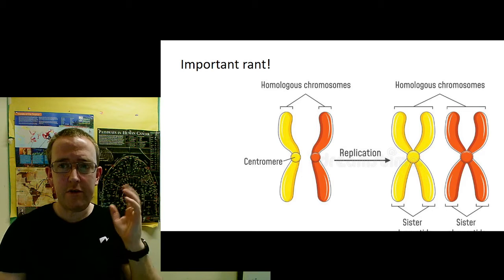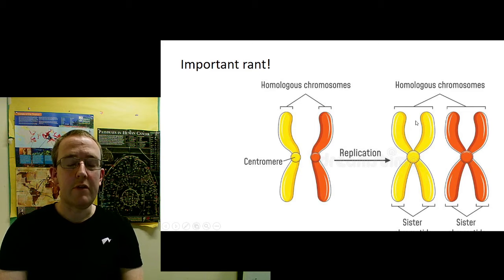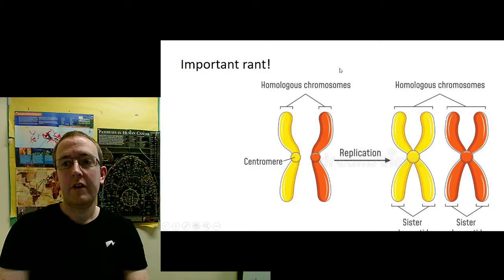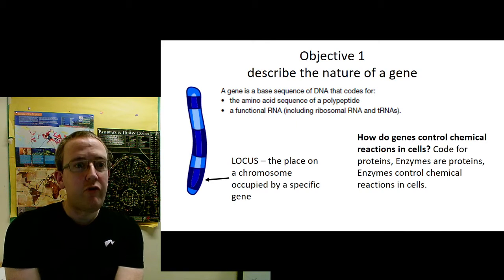Please, please, please do not make that mistake. That's a pair of chromosomes. This is a pair of chromosomes. That is not a pair of chromosomes. That is one chromosome that's been through a bit of photocopying. Okay? Get it right. So, speaking of chromosomes, we're now going to zoom in on some chromosomes.